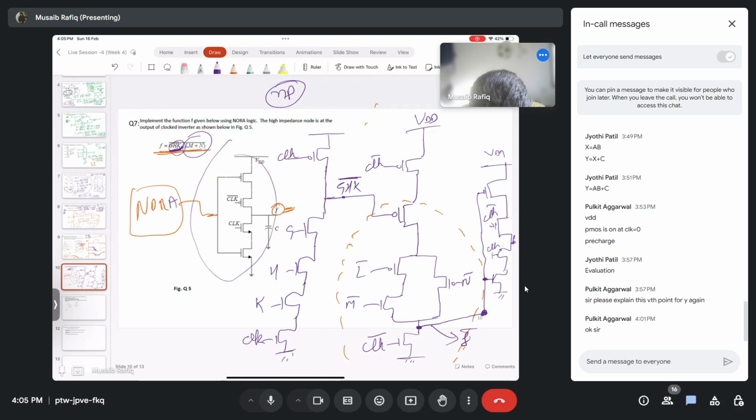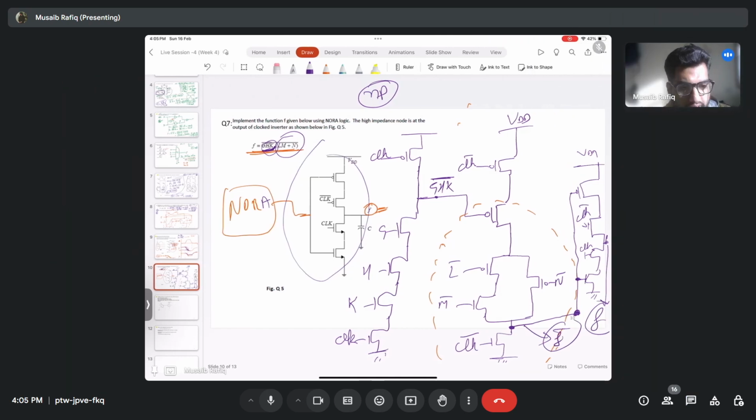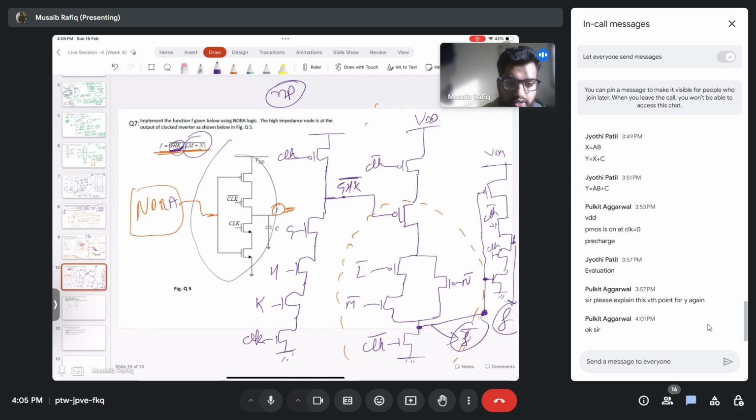Here it is F bar, here it is F. So this is NP logic. I think you might have studied it in your lectures, or this is also called NORA logic, where the first block is implemented using NMOS and then the second network is implemented by the pull up network. So this is PMOS. Towards the end of this lecture, I have one more question. I think at that time you'll get a better idea of how to approach this type of problem.